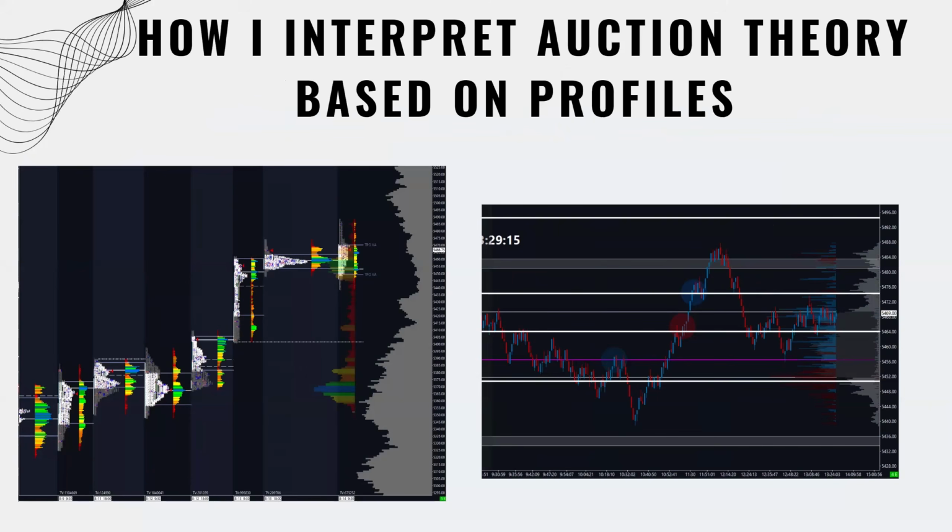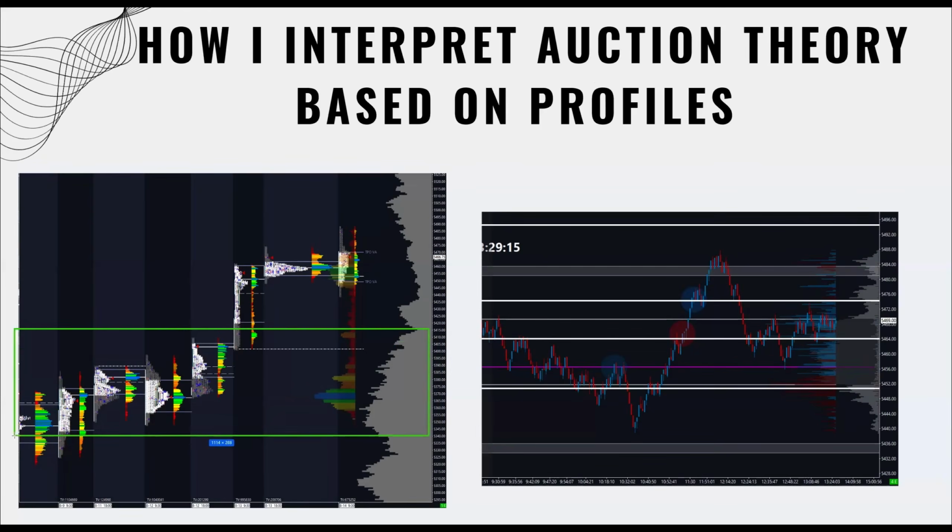Now, I've already given you guys a sneak peek of this. We just talked about it, but let's do a deeper dive into it. So step number one, what I'm going to be doing is identifying the large auctions based on my 100 or 200 day profile.